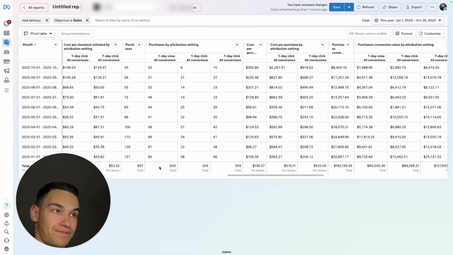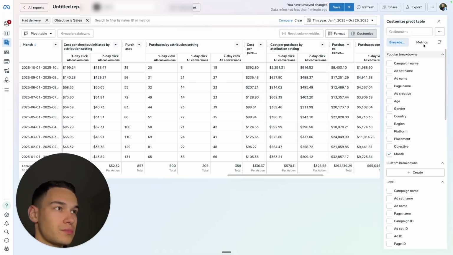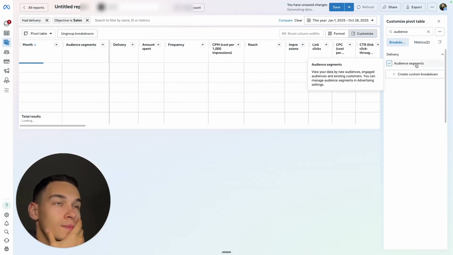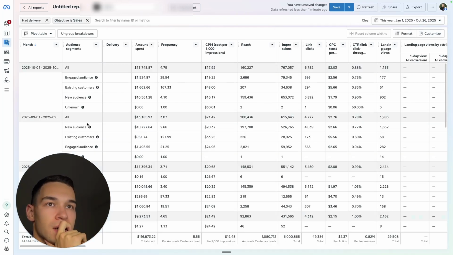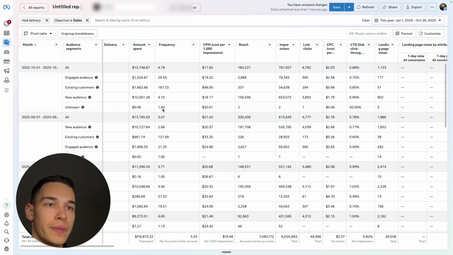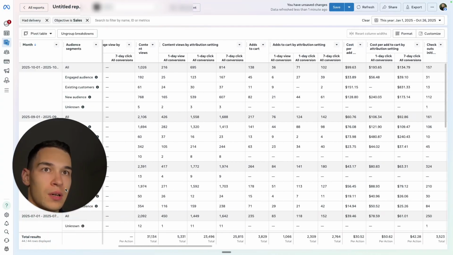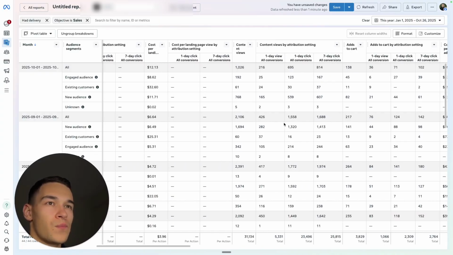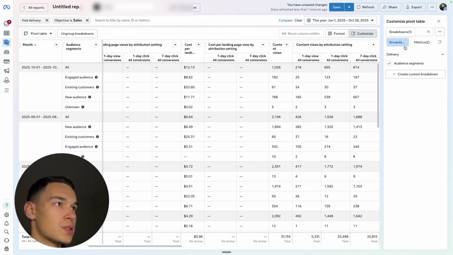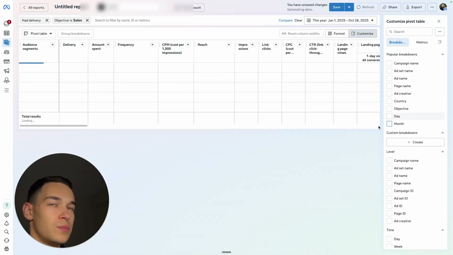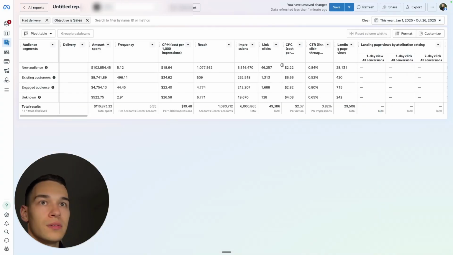So let's do this then. Let's also turn on audience segments, all right? So we can see where the money is going. Now we have the breakdown by months and also by audience segments. Let me quickly check if I have the summary column. No, I don't have it. All right, if we just delete this and remove months, okay, now we have the breakdown by audience segments.